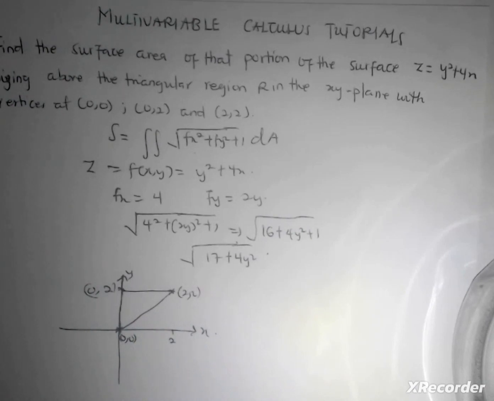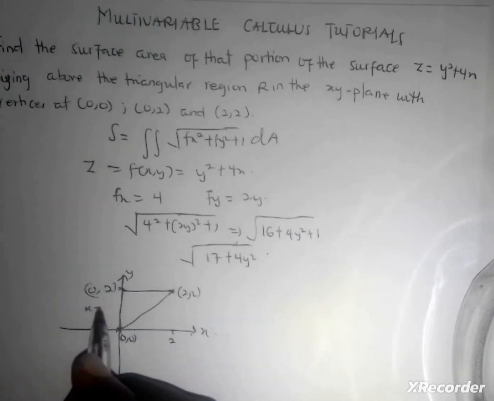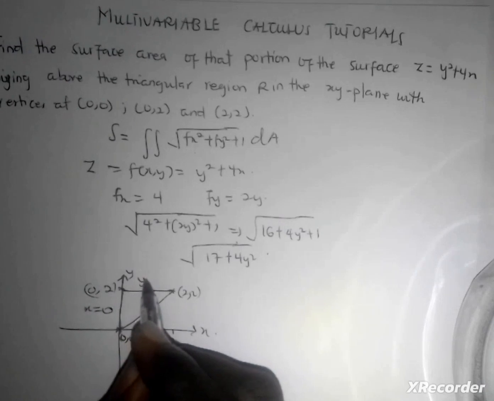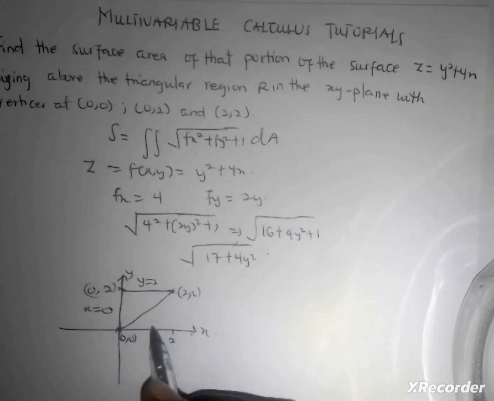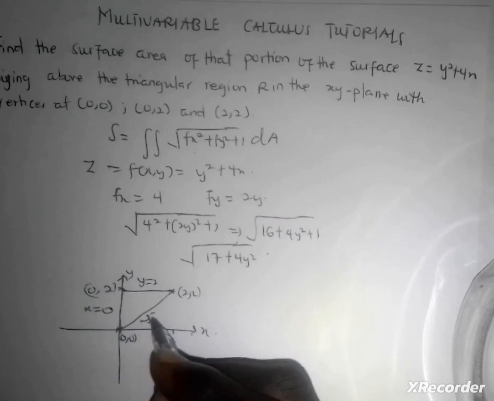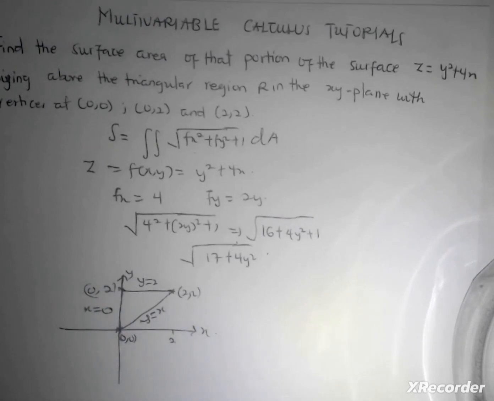The next thing to do is to find the equation of each line bounding the triangle. We realize that this side has equation x equals 0, and this one has equation y equals 2. Then this third side becomes what? Any line passing through the origin with a positive gradient has the equation y equals x. Now we have the equations.